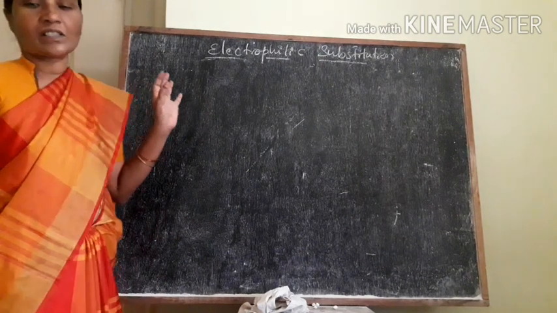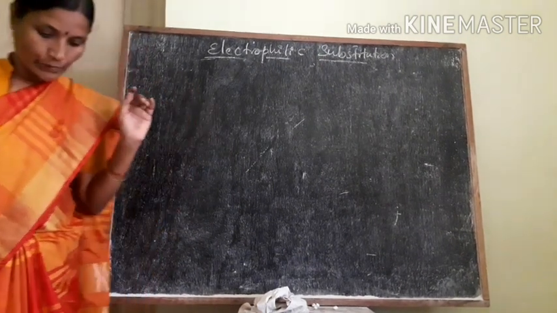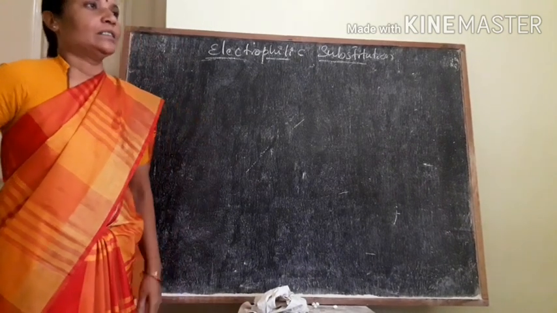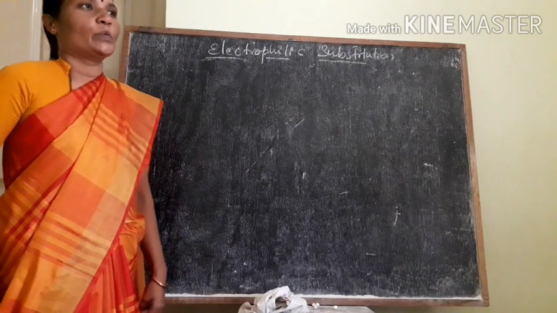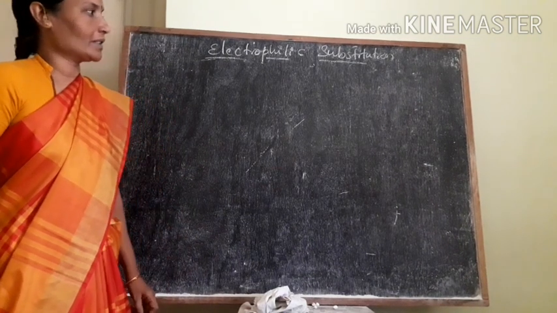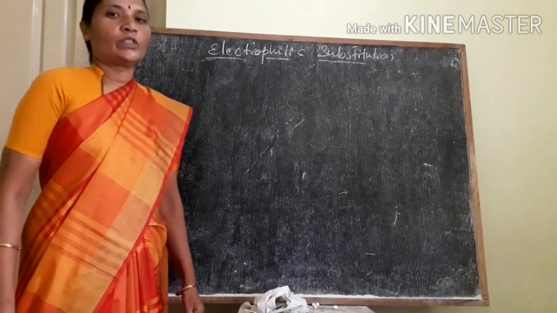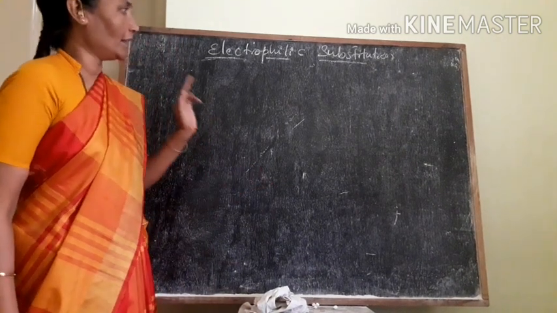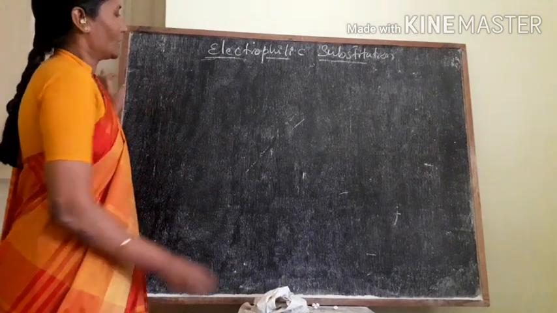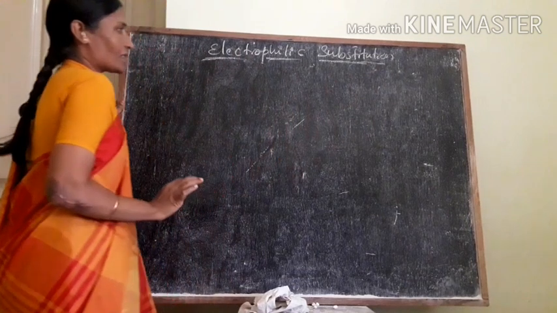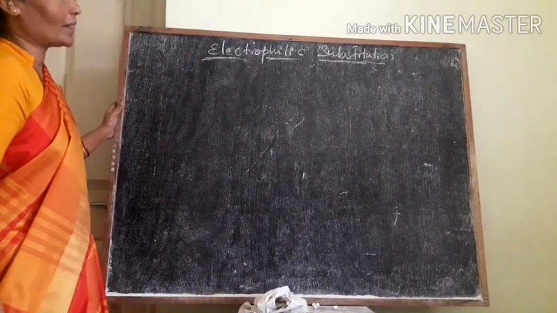Electrophilic substitution. Yesterday we discussed one electrophilic substitution reaction, that is aniline reacting with bromine water at room temperature. Definitely there we get 2,4,6-tribromoaniline. But then what happens? The substitution is taking place at ortho and para positions.